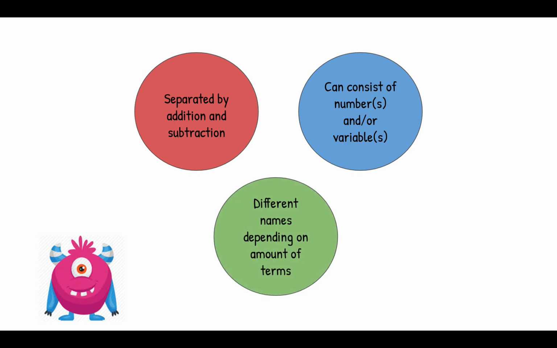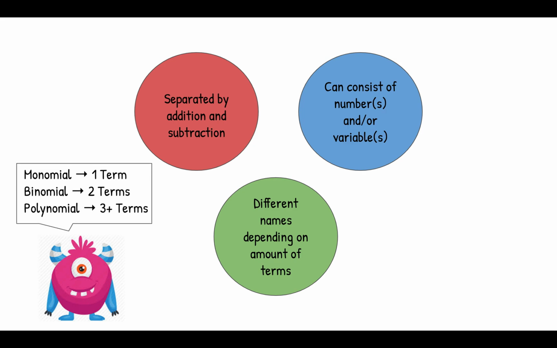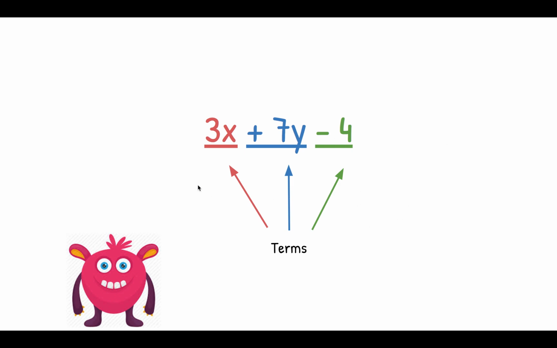And there are different names depending on the amount of terms. A monomial is one term, a binomial is when you have two terms, and a polynomial is when you have three or more terms. This won't really help you with any math, but it's just good to know the names of different amounts of terms in the future when referencing them. So here's just a little example of some terms. Here you have the terms 3x, 7y, and -4. You can see that they're separated by addition and subtraction. So you know that 3x is different from 7y, and that's different than -4.